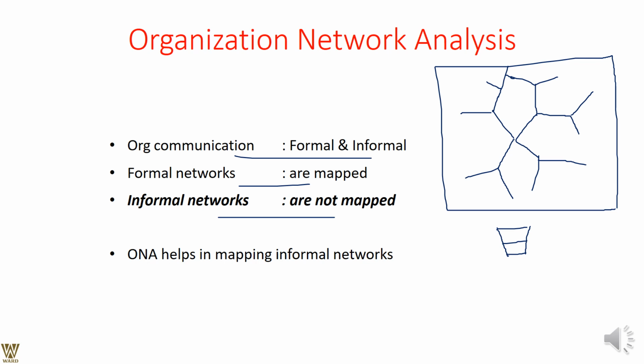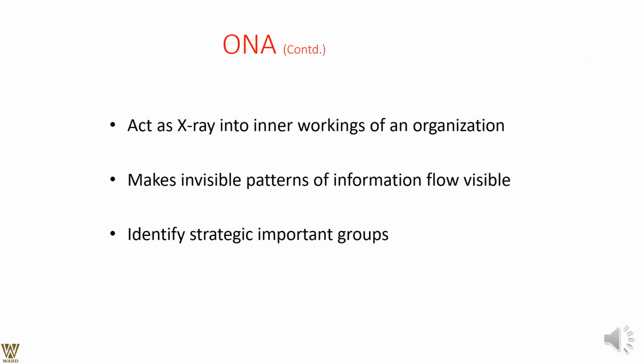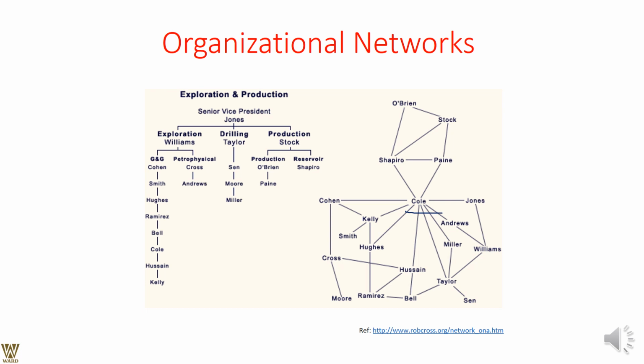ONA, organizational network analysis, helps in mapping the informal network time and again. It acts as an X-ray into the inner workings of the organization, making invisible patterns of information flow visible. This is very important. It identifies strategically important groups. If you cannot go across them, you will not be able to sustain or survive. This is called being central in the network. This is what ONA is all about.